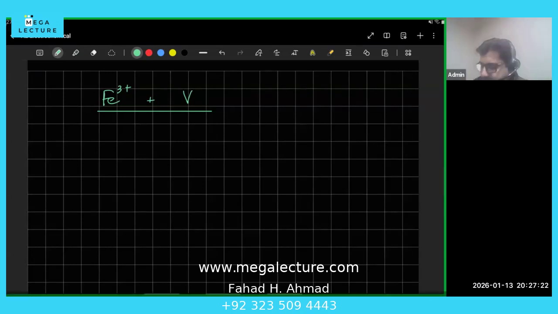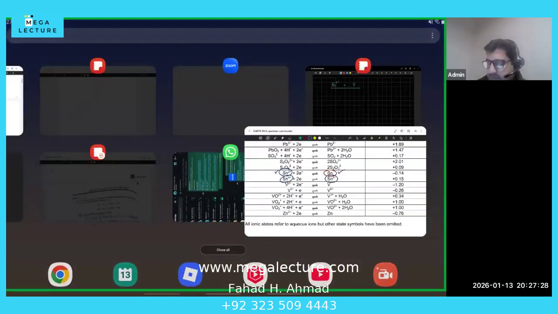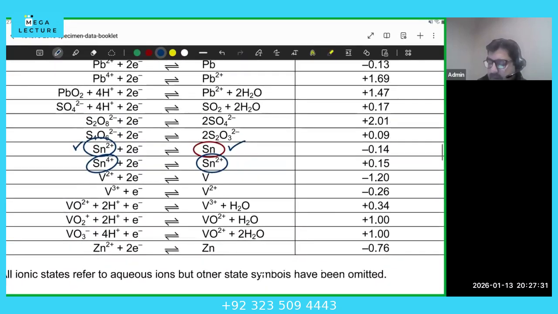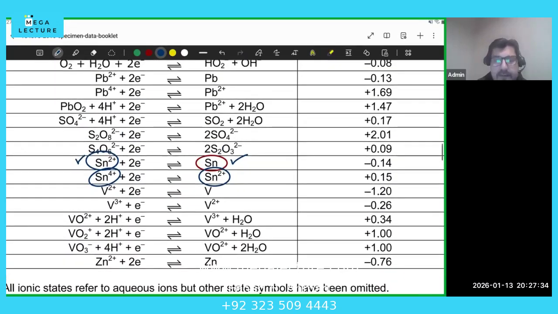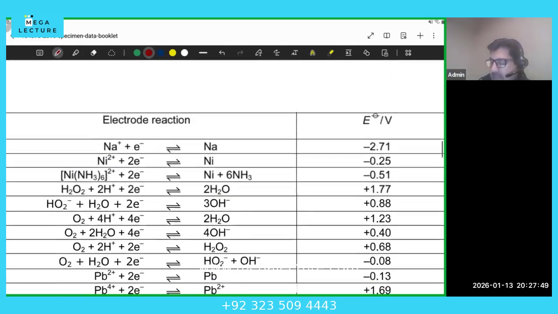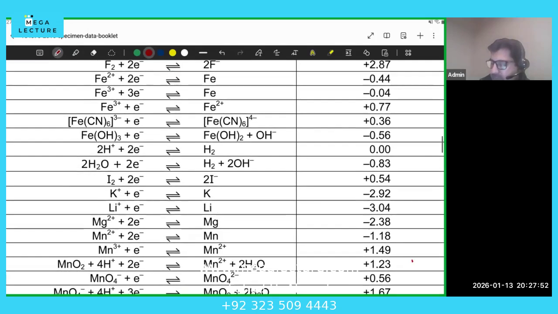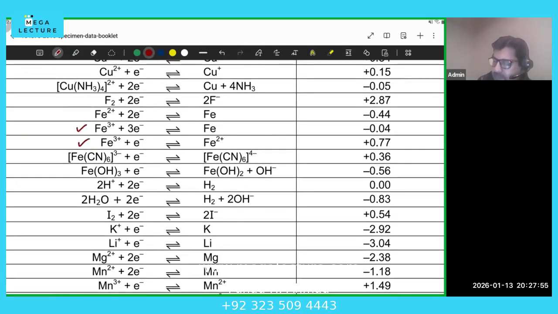The problem is with both actually. Fe3 plus, there are multiple reactions involving Fe3 plus. Look at vanadium first. Vanadium has multiple oxidation states, right at the bottom over here. All of these equations belong to vanadium, and it has multiple reactions. And the same applies to Fe3 plus as well. If you look at Fe3 plus, there are multiple reactions, right? It could gain 3 electrons, it could gain 2 electrons. So I'm going to write both of these equations.